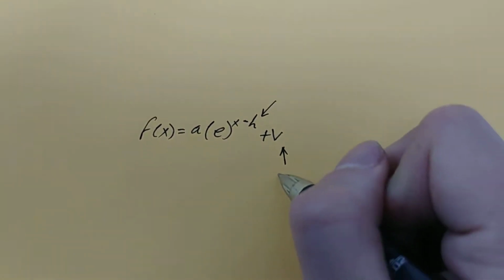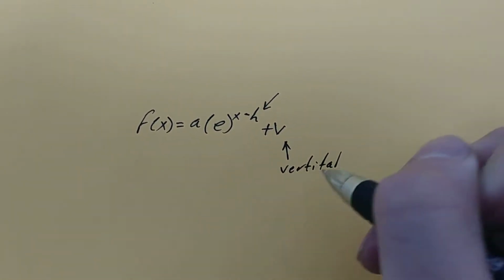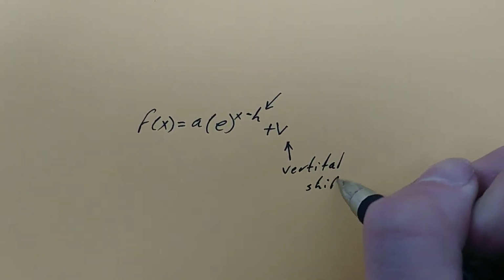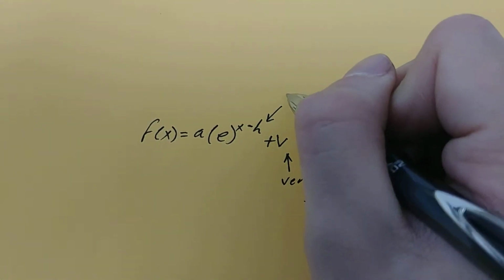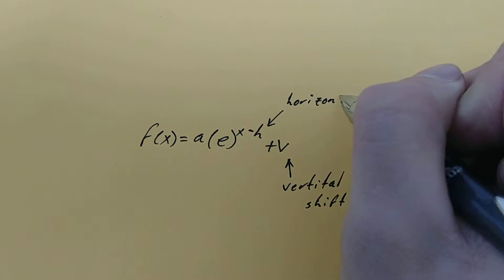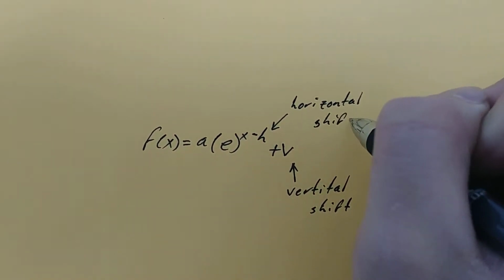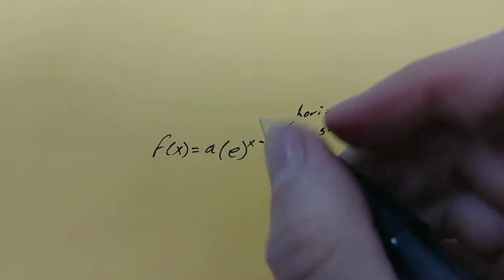V, that's pretty much our vertical shift, up and down, and h is going to be our horizontal shift, left and right. Now a is a tricky one.